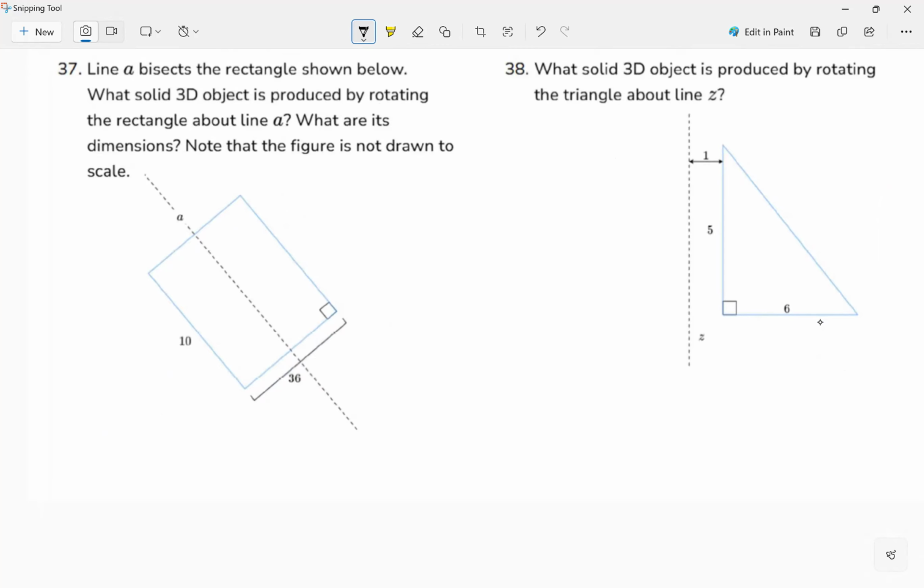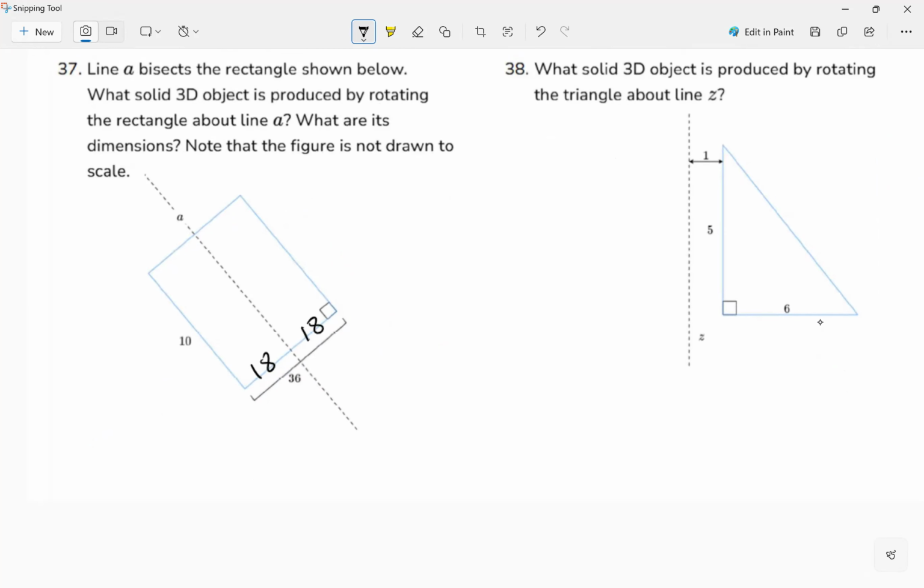Line A bisects the rectangle. So bisects means it goes in the middle. Okay, so I see this whole thing is 36. I'm going to say each of this is 18, because it cuts it in the middle. What solid in 3D object is produced by rotating the rectangle about line A?